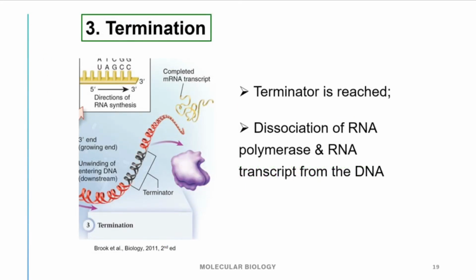Okay, let's move on to the third and last step of transcription, which is termination. Transcription terminates when the RNA polymerase reaches the terminator region and is marked by the dissociation of RNA polymerase and the RNA transcript from the DNA.